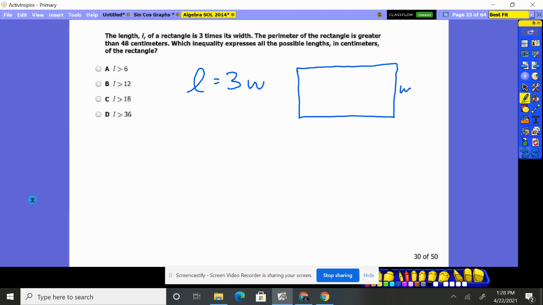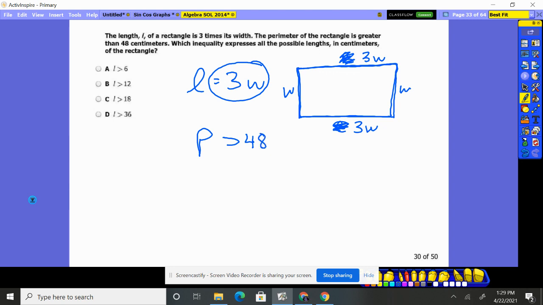Now, the other way is you could say, hey, there's width, width, length, length. Well, it tells you right here, the L is worth 3 W's. That's what it's telling me. It then says the perimeter. Now, what is perimeter? Perimeter is the distance around. If you had to walk around this rectangle, the distance around it is greater than 48. So the distance around it is more than 48.